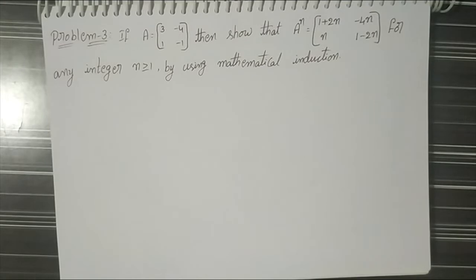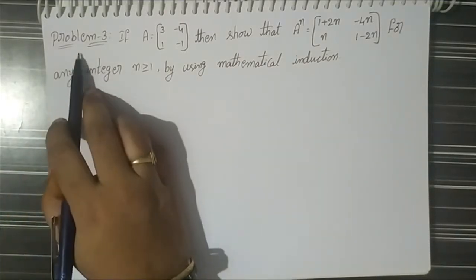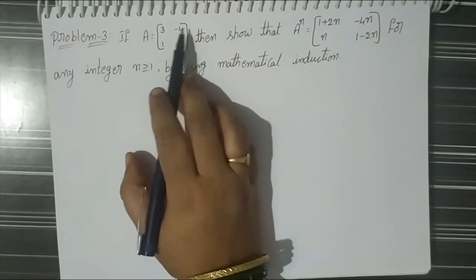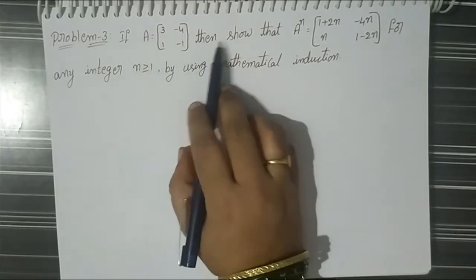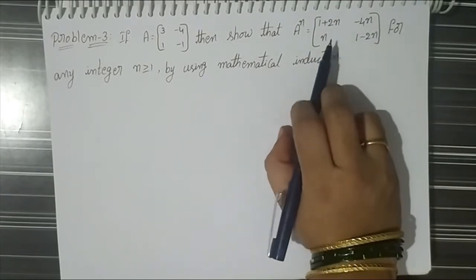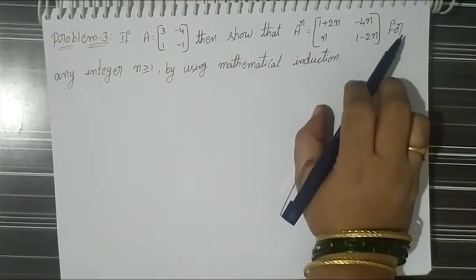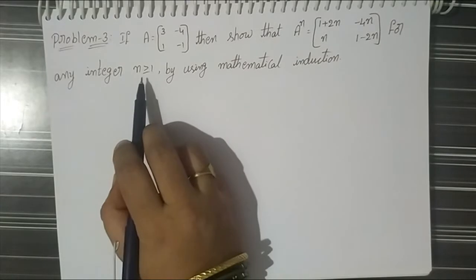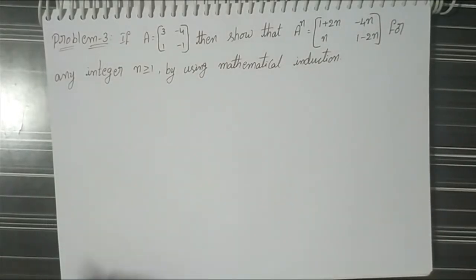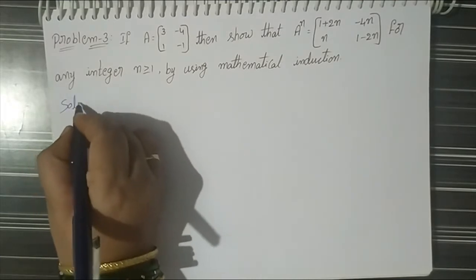Next, we will solve the next problem in the same exercise 3b, section 3. Problem number 3: if A equals [3 -4; 1 -1], then show that A^n equals [1+2n -4n; n 1-2n] for any integer n greater than or equal to 1 by using mathematical induction. This is our given problem.